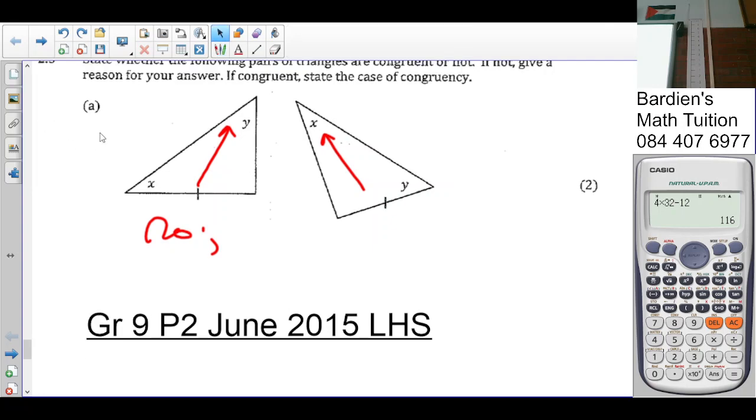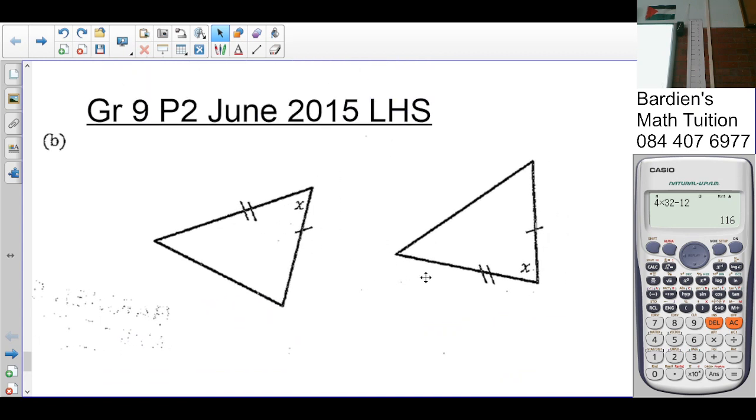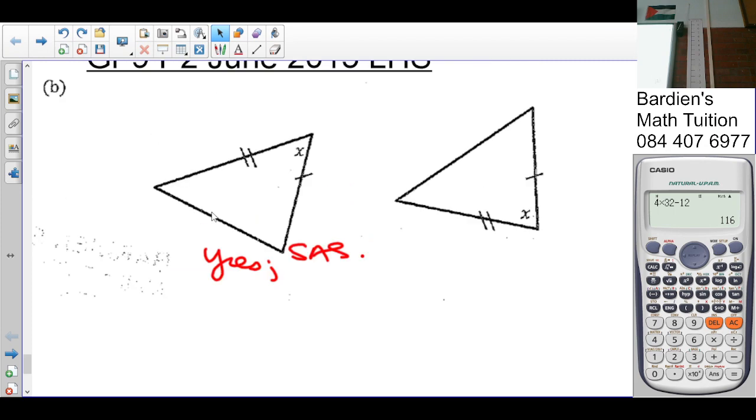Okay. 2 points. The B part says congruent or not congruent? Congruent. Why? And the case of congruency, side angle side. For the side angle side case, it must be the included angle. So if x had to lie here, and this x had to lie here, then you wouldn't have been congruent. Why? Because for the side angle side, it must be the included angle. Can you see that? Must be the angle between the 2 narrow sides. Okay. So yes, it is congruent, side angle side. Next.